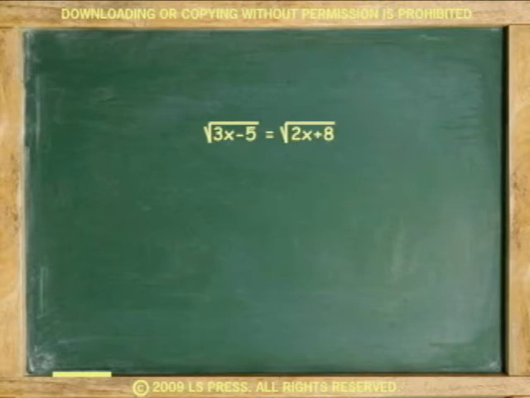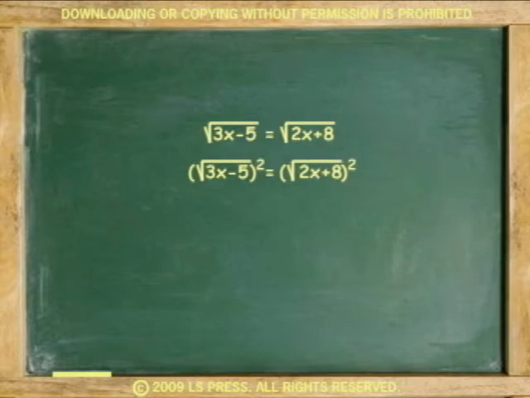Another example. Find x. Square both sides. Solve for x. Subtract 2x and add 5 to both sides. X equals 13.